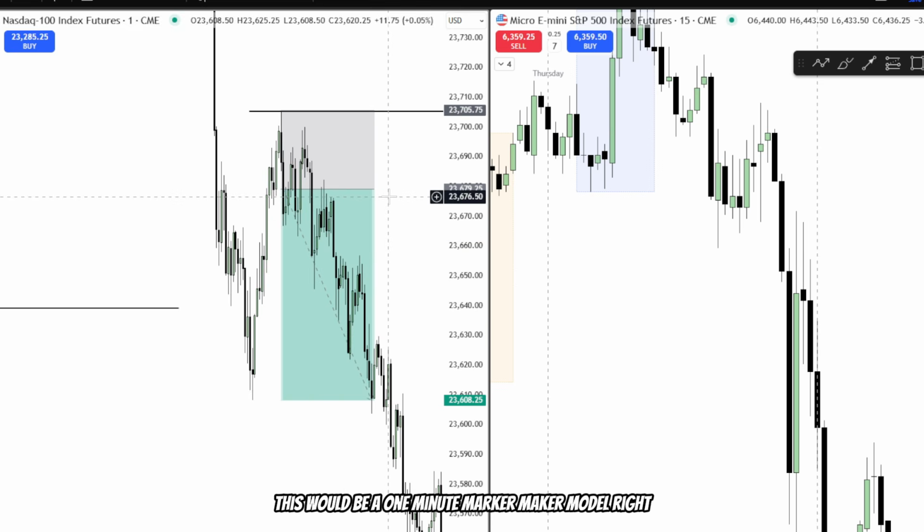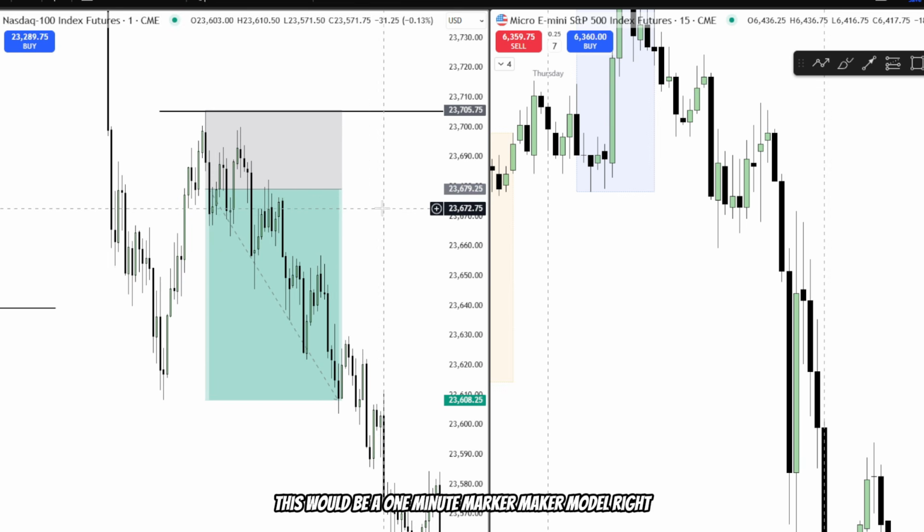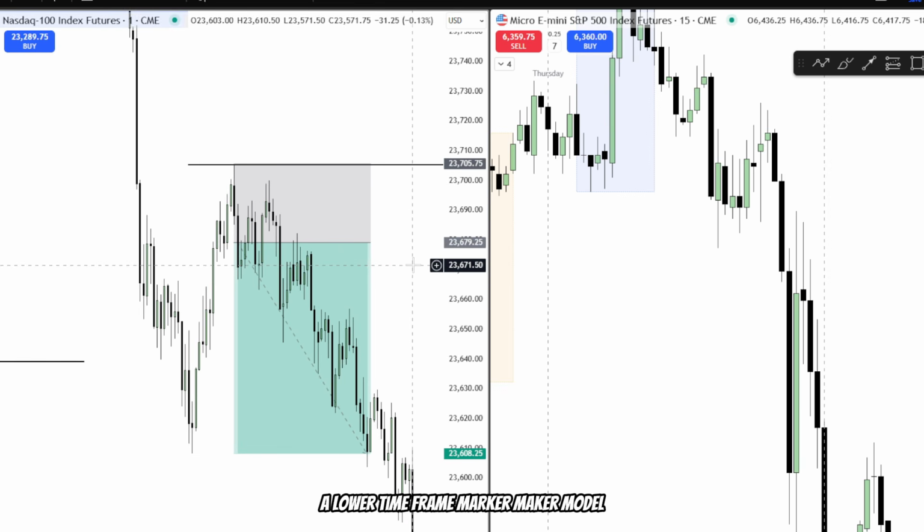And what would this be? This would be a 1-minute market maker model, right? A lower time frame market maker model. And how is this a lower time frame market maker model?